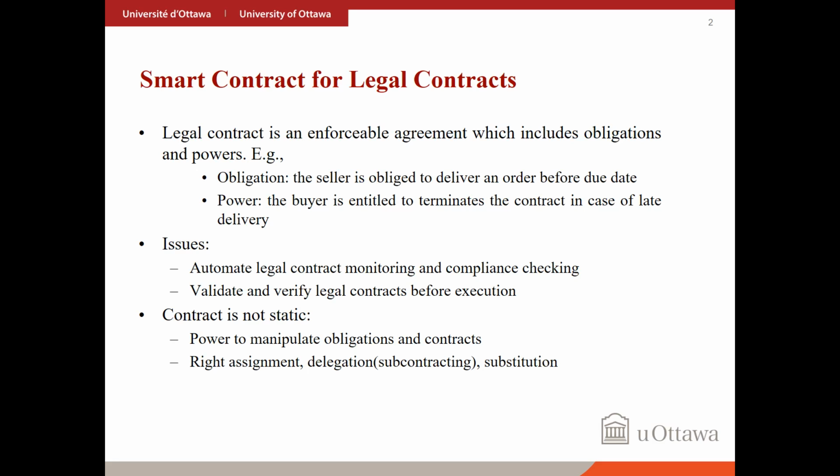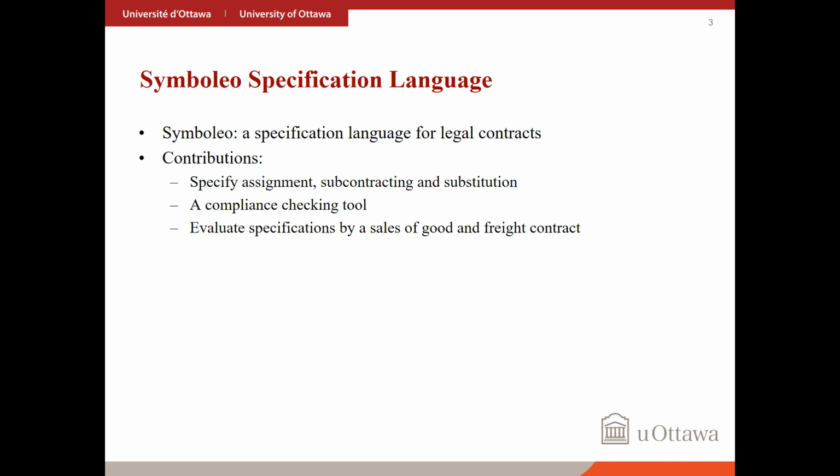The complexity of legal contracts is a barrier to reaching these wishes. Powers and execution time operations such as subcontracting, right assignment, and substitution dynamically manipulate a contract and so complicate verification of contracts.